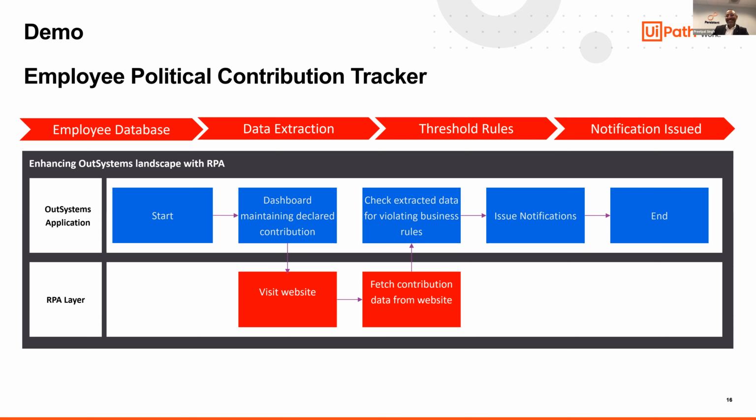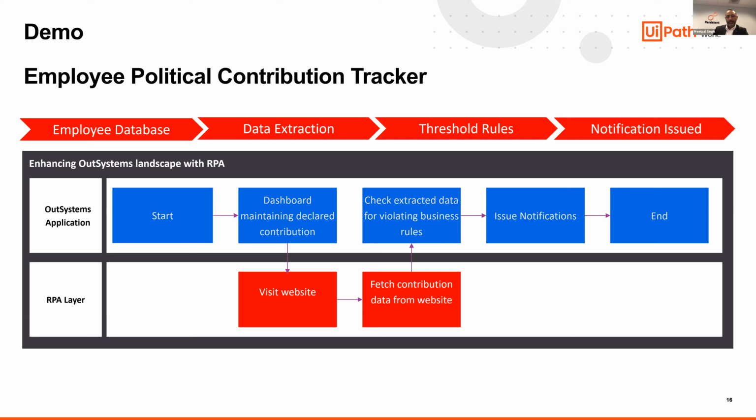Perfect. All right. So this is the employee political contribution tracker that we have developed using both OutSystems and UiPath. Here, what we are doing is making sure that the employees' contributions toward political entities are tracked properly, fetched, and then given back to the employer database, so it can be tracked easily and we can process it accordingly. If there are some violations, we need to inform employees accordingly as well. So all these processes are taken care of within this solution.